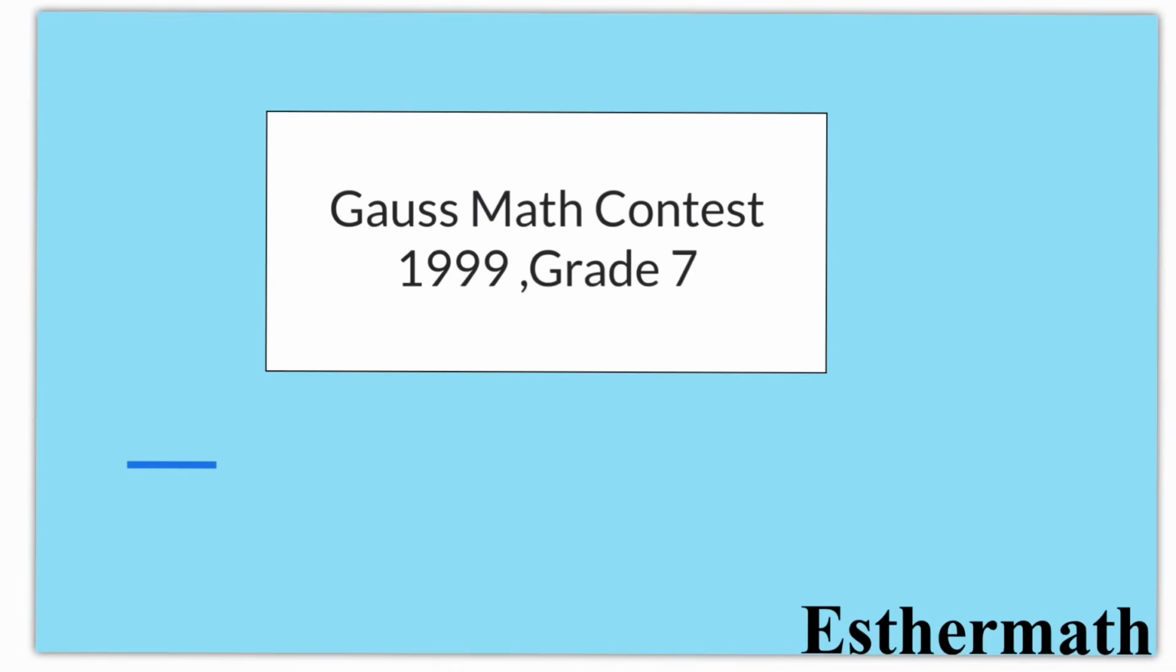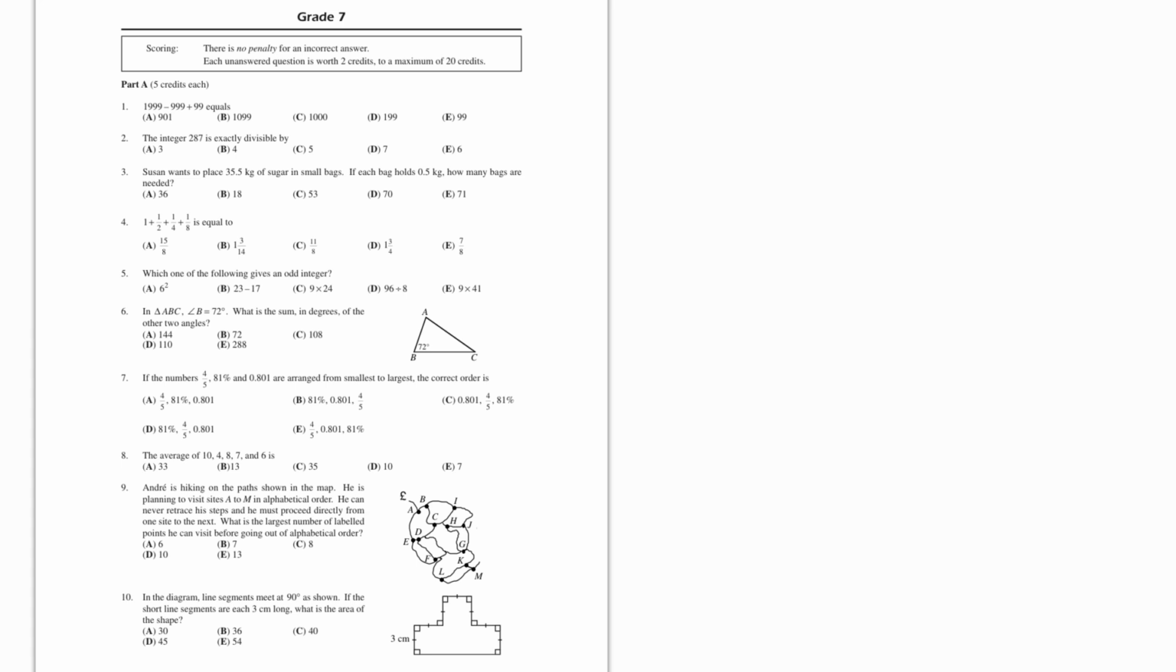Gauss Math Contest 1999, Grade 7. Number 1. 1999 minus 999 plus 99.